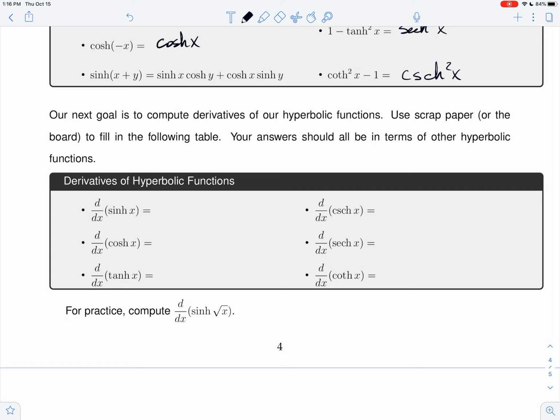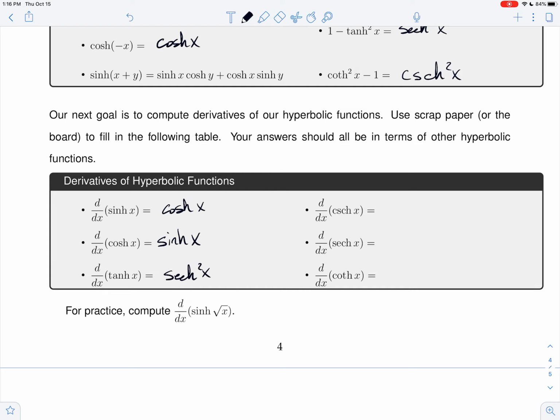So the derivative of sinh, it turns out, is just cosh x. Somehow not surprising, the derivative of cosh, you can check, is actually positive sinh x, and that's the first difference between the trig functions. A little different. The derivative of tanh is positive sech squared x.